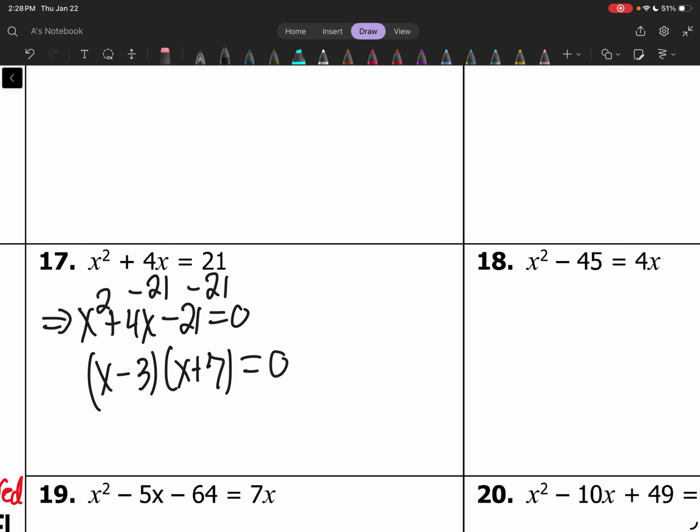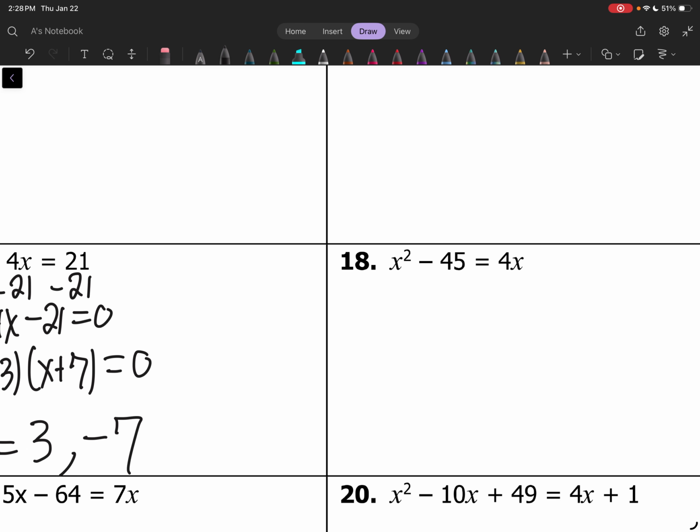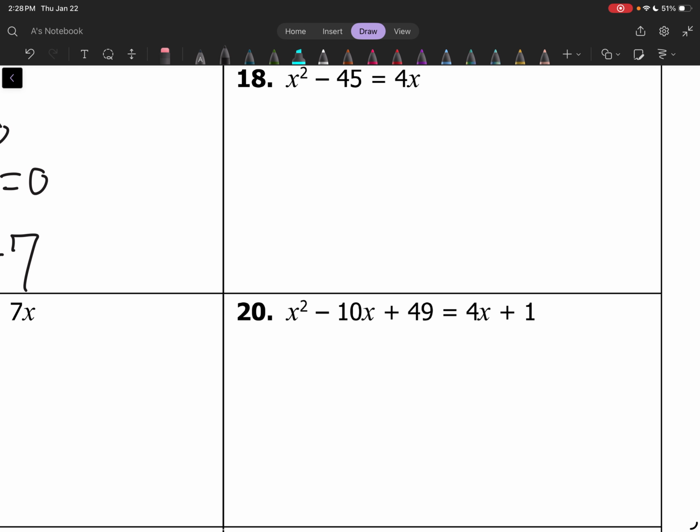Set these equal to 0. X minus 3 equals 0. That's going to give me x equals 3. X plus 7 equals 0. That's going to give me negative 7. Finished. Pause the video at 18. Try it. Now I'm going to show you a trick on number 20.